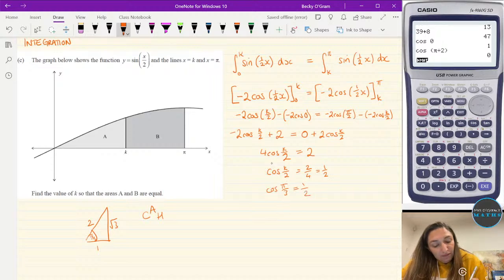So therefore, if cos k over 2 equals a half and cos pi by 3 equals a half, then k by 2 has got to equal pi by 3. So k is equal to 2 pi by 3.